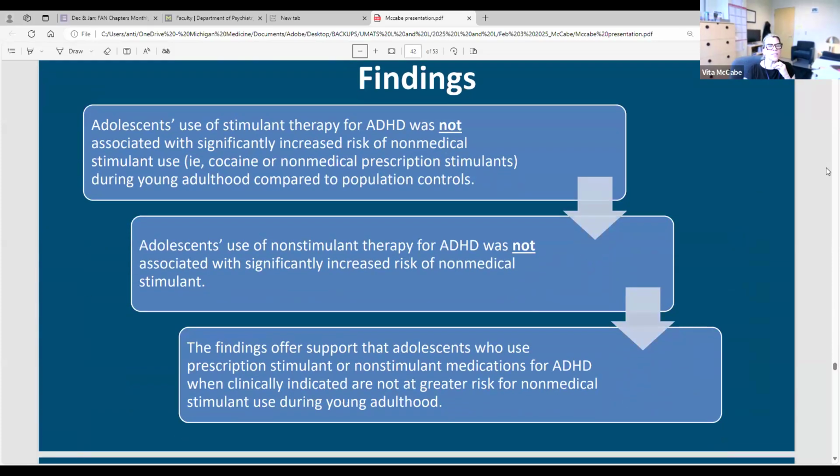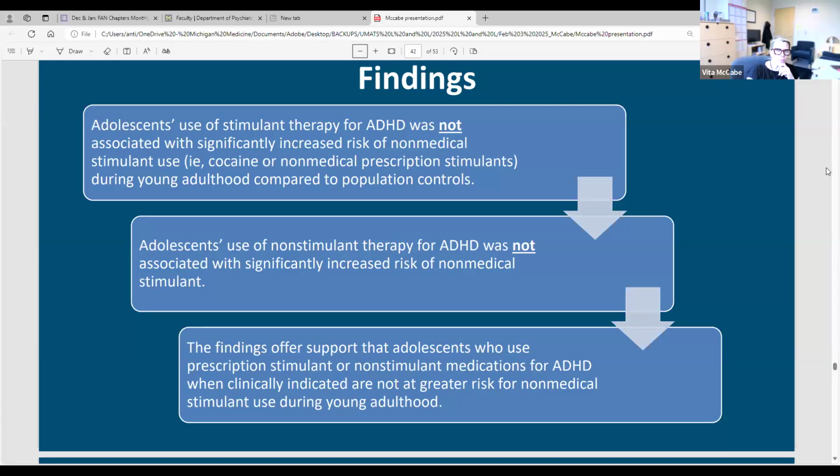Next slide. What we saw was that when adolescents used stimulant therapy for ADHD as therapy, with no previous history of medical misuse, they were almost like controls. They had no associated increased risk of non-medical stimulant use or cocaine use. When adolescents used non-stimulant therapy for ADHD as prescribed, with no history of non-medical use, it was also protective. So both can be protective when used appropriately and early.